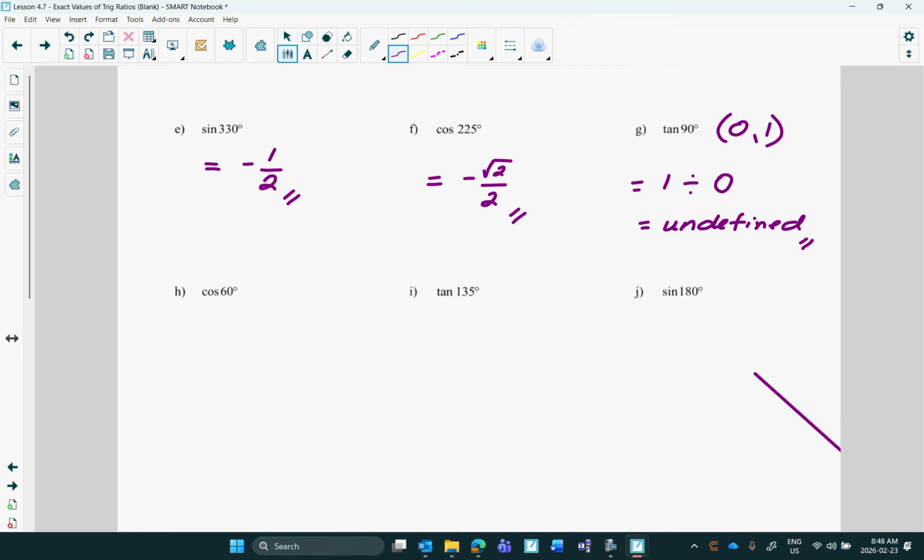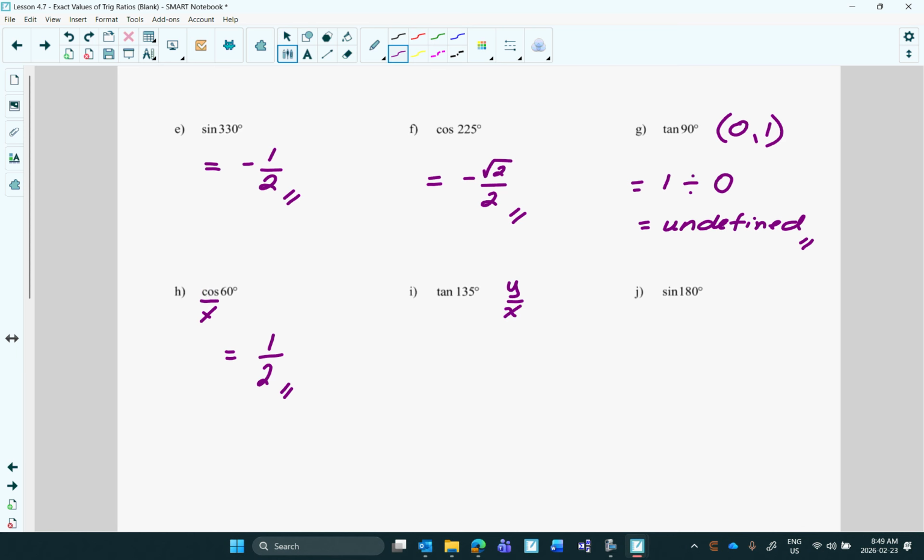How about cosine 60? So again, do this if you need to. Just put x at 60 degrees. What's the x coordinate at 60 degrees? And then tan is y divided by x.